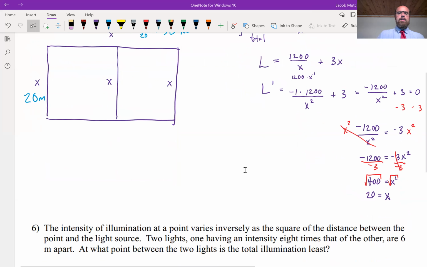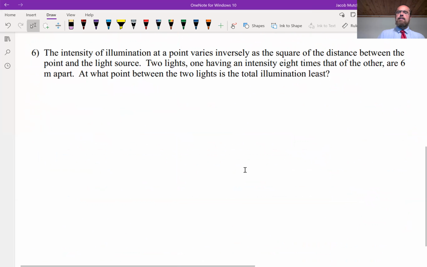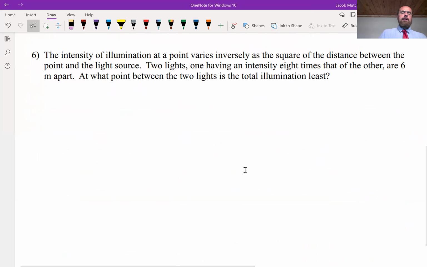Let's take a look at a second example that involves intensity of light. Here we're told that the intensity of illumination at a point varies inversely as the square of the distance between the point and the light source. Two lights, one having intensity 8 times that of the other, are 6 meters apart. We're going to try to answer the question, at what point between the two lights is the total illumination least?